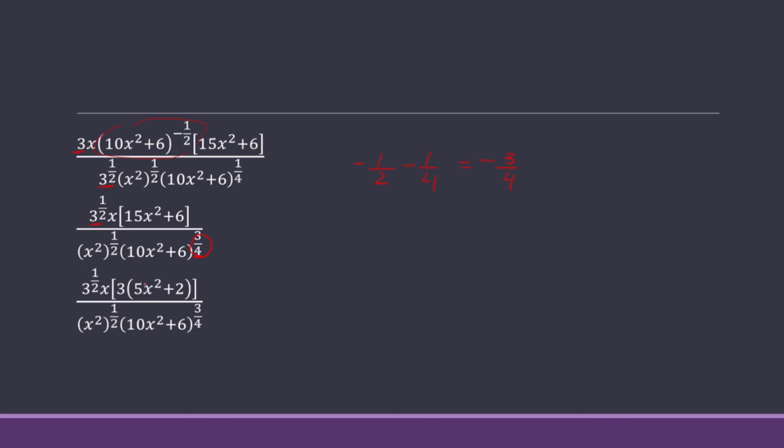So for this next step, I factor out a 3 from 15 and 6. And then 3 times 3 to the 1/2 is just 3 to the 3/2. And that completes the problem.